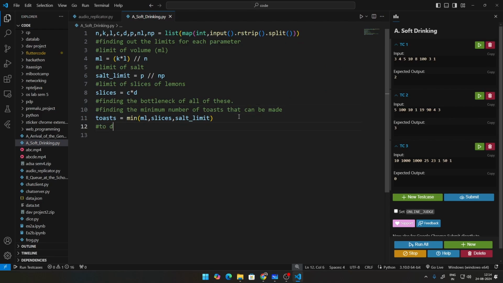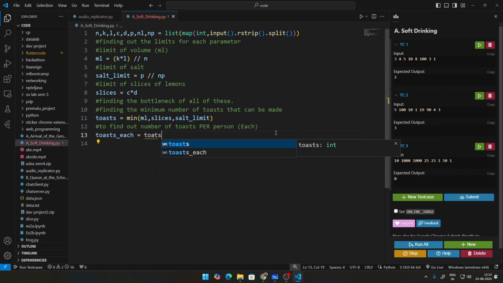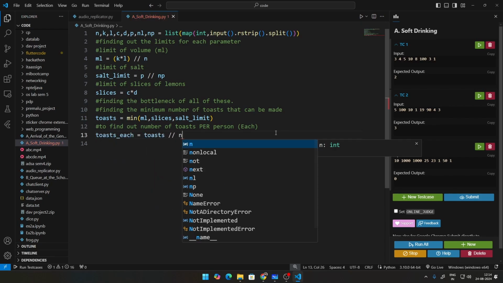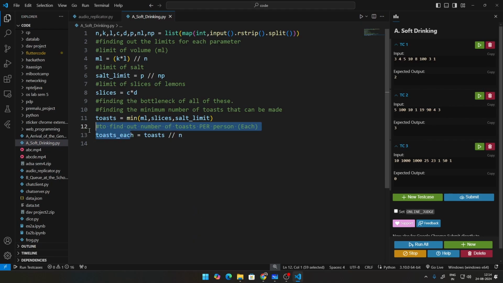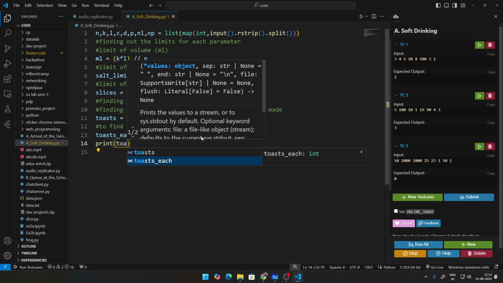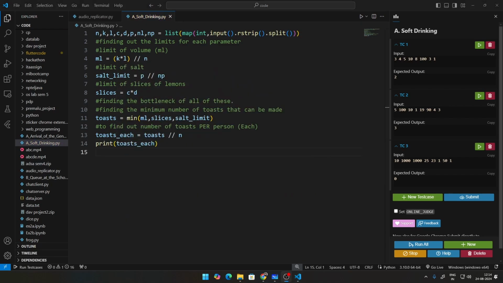Now to find out the number of toasts per person, as they say, each, for this value right here, we have to go ahead and compute toasts each. We can say this toasts value, floor division, this N will give you toasts each, the number of toasts that each person can make. Then this is the answer. We can go ahead and print this value. So I'll just go ahead and print this number of toasts each.